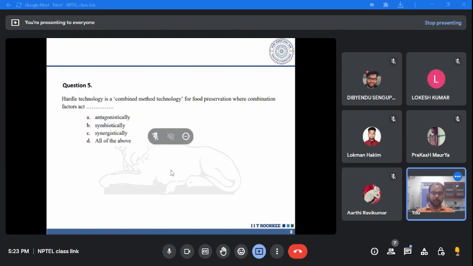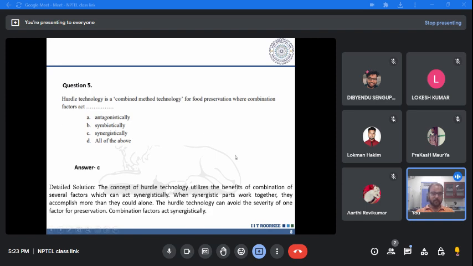The answer will be synergistically. Synergistic means you work together. Suppose you are giving heat treatment, then you are packaging. So heat treatment and packaging will work together.